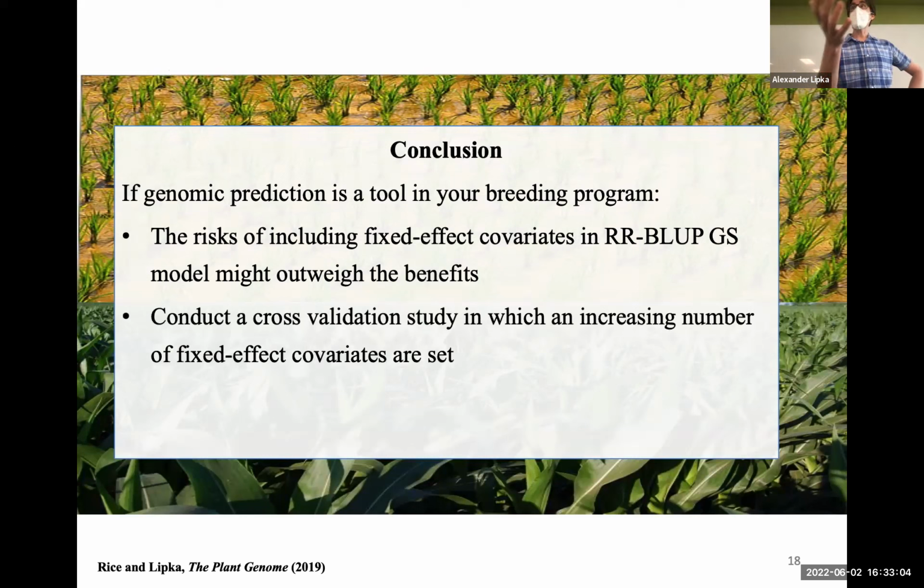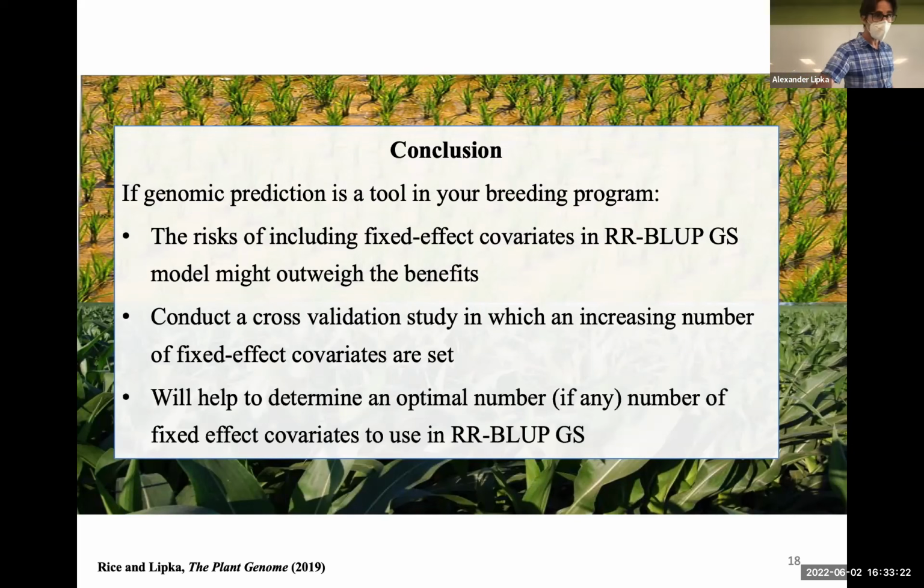Well, hey, I just gave you all an R script that does k-fold cross-validation. So tweak that script, and conduct a cross-validation study to see if you are actually observing an increase or a decrease in prediction accuracy by including fixed effect covariates in your model. If you're not, no harm, no foul. You'll just go ahead and use the rrBLUP GS model that yields the highest prediction accuracies in your pilot cross-validation study.